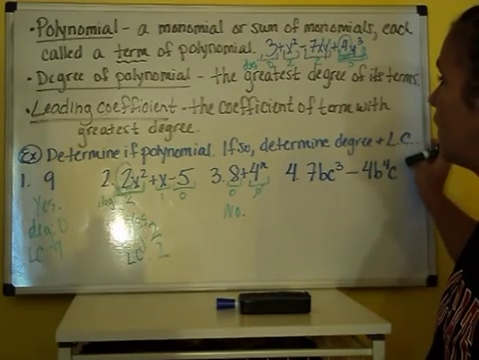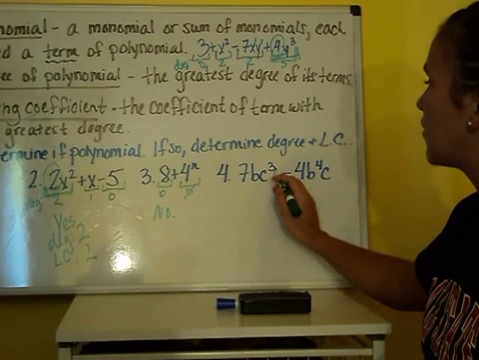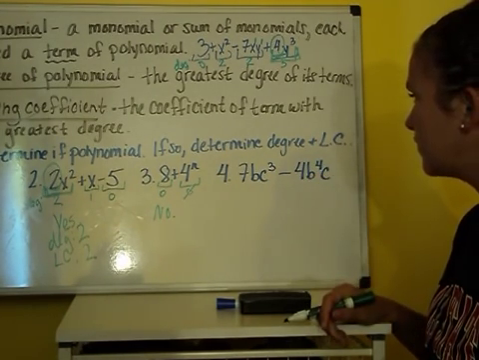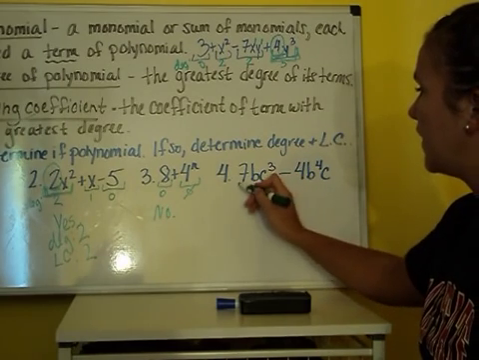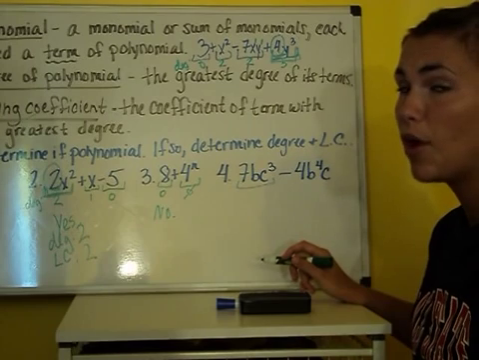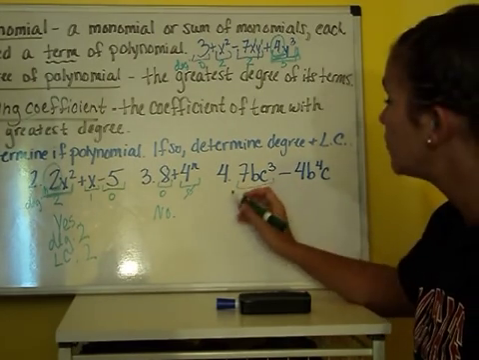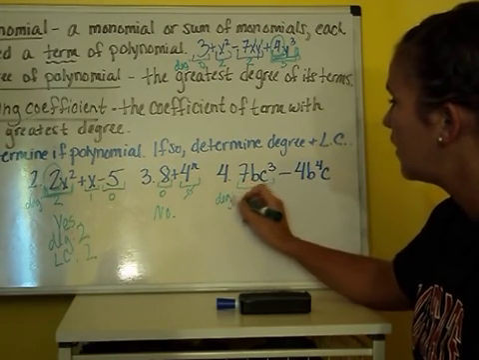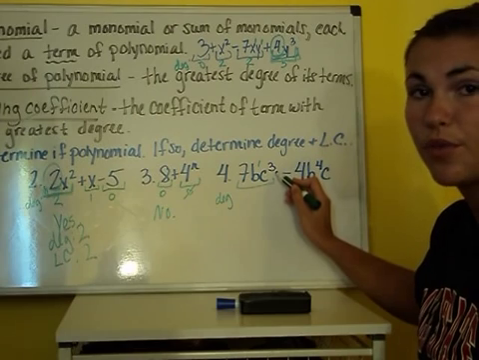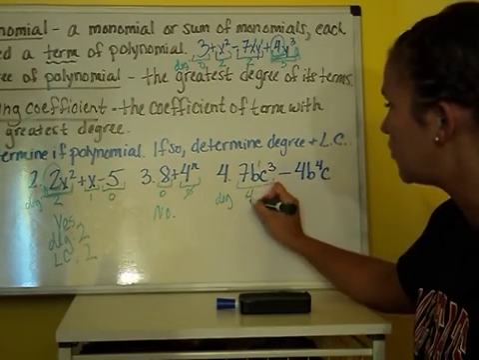And then last but not least, we have 7bc to the third minus 4b to the fourth times c. Is this a monomial? We have a number and we have a product of 2 or more variables. Yes, this is a monomial. What is the degree? Here b has an exponent of 1, c has an exponent of 3, which means the degree is 1 plus 3. So this has degree 4.